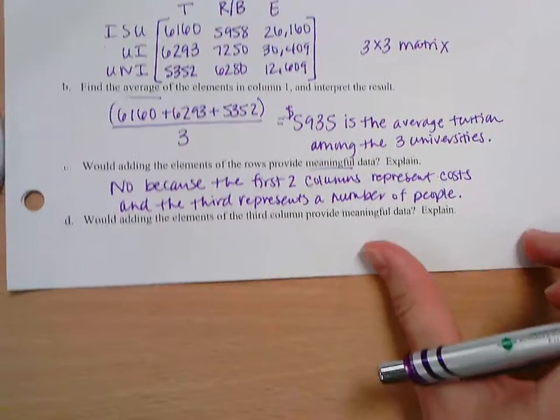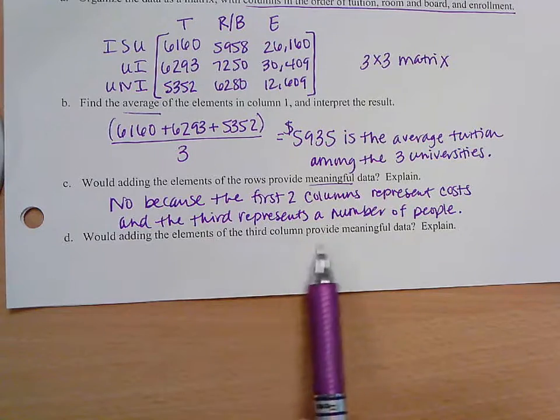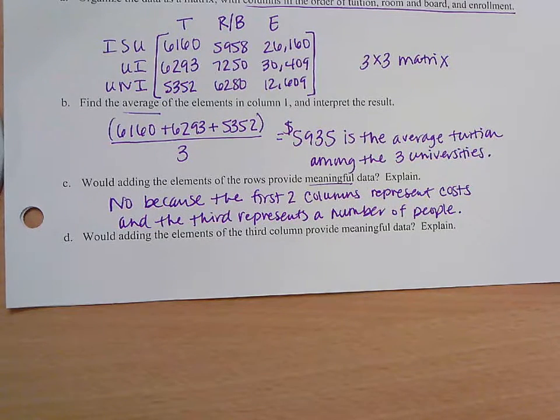Part D is a similar question about whether or not something is meaningful. So it says, would adding the elements of the third column provide meaningful data? And then explain. So again, meaningful just meaning would it make sense to add them? The yes or no is kind of like what would you get? What unit would you put on it if you did add them together? So in that third column are those 3 values you could add together? And if so, what would you get if you added them together?